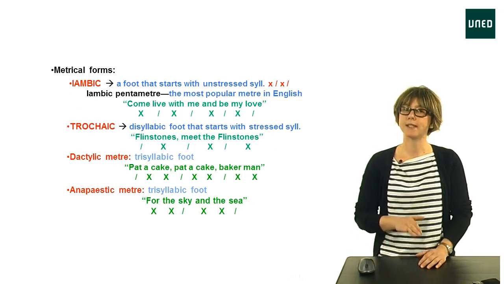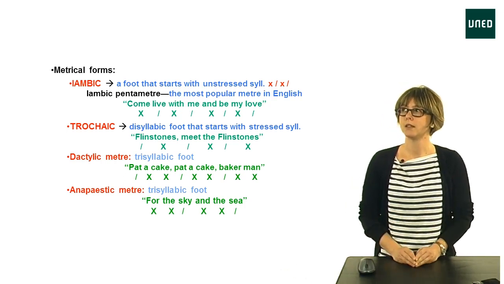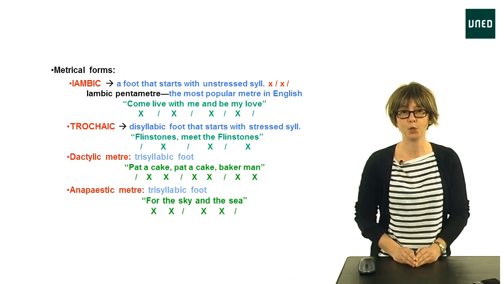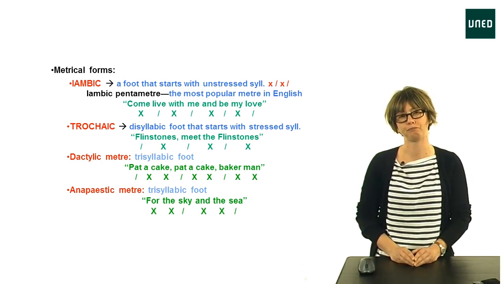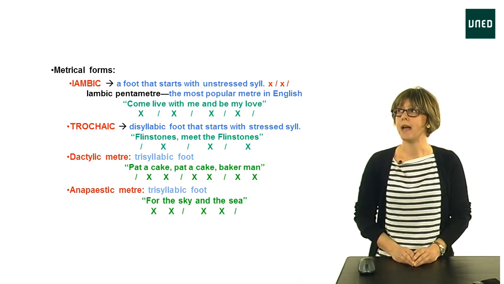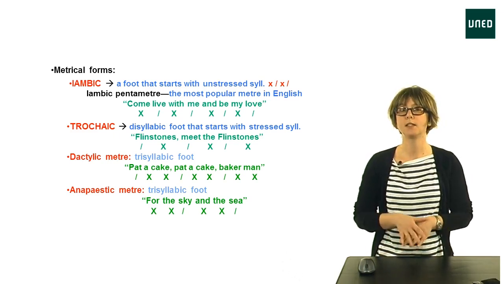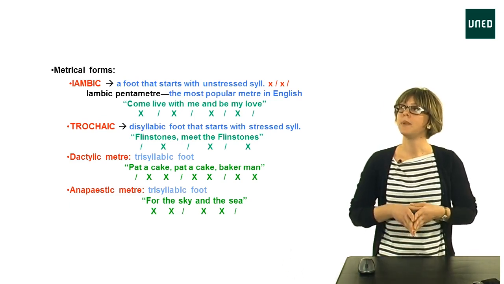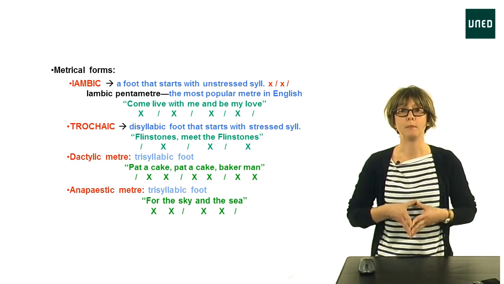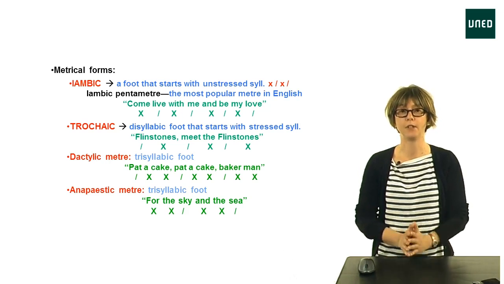The main basic metrical forms in poetry in English: first, the iambic foot. It's a foot that starts with an unstressed syllable. The iambic pentameter, the series of 5 iambic feet, is the most popular meter in English, as in the line, "Come live with me and be my love," where the stresses are in live, me, be, love.